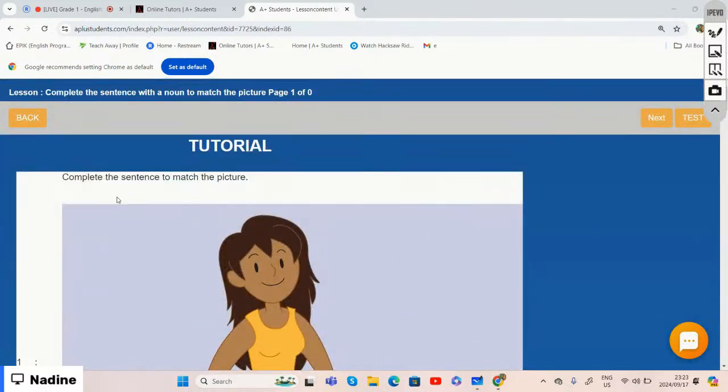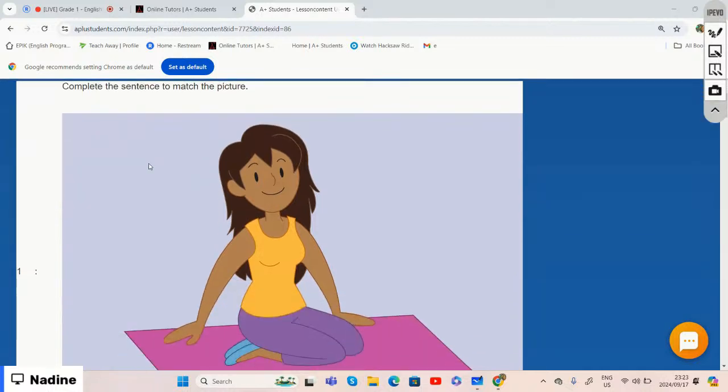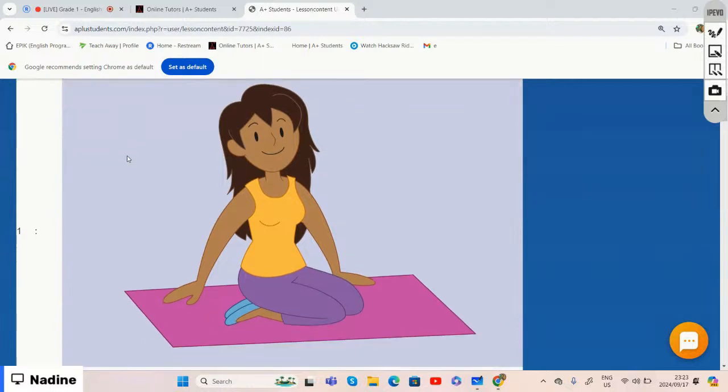Now we're going to look at the specific picture or sentence, and we're going to match. We're going to complete the sentence and match that specific noun with the specific picture. So we're going to complete the sentence to match the picture.